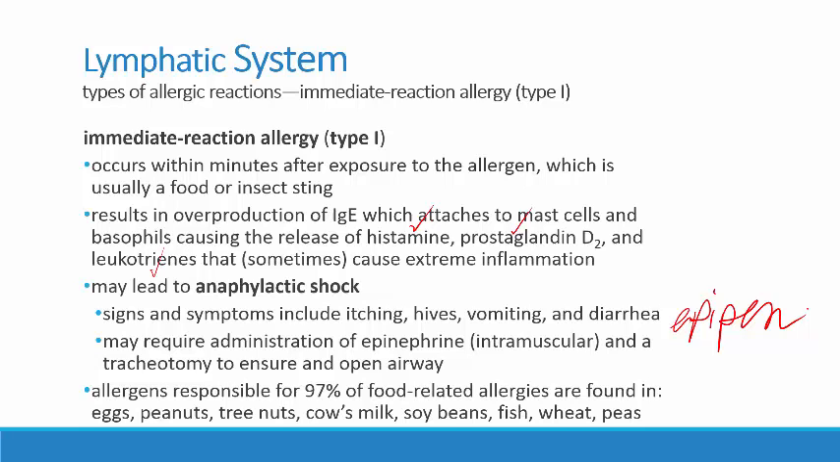If a person has food-related allergies, it turns out that these 8 materials are responsible for about 97% of all food-related allergies. So eggs are a big thing. Everybody knows probably now. Peanuts and tree nuts both can cause allergic reactions, anaphylactic style reactions. Cow's milk and milk products. Soybeans are also very active. Fishes, including shellfish. Wheat and peas, interestingly, are all capable of initiating these kinds of allergic reactions. Okay, so I think that's everything I had to say about a type 1 reaction.